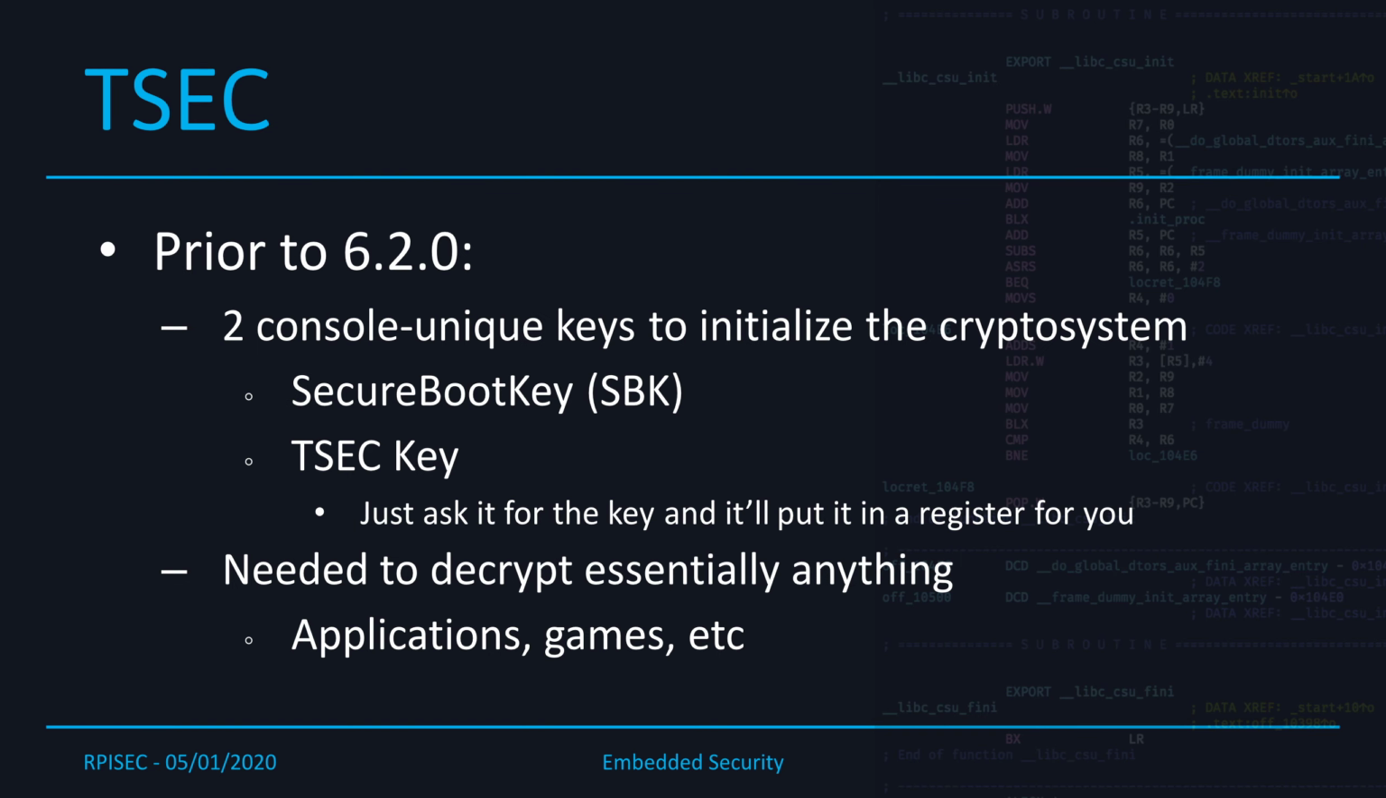It's almost completely irrelevant to us before right now, and most people just forgot it existed, because when you boot the device up prior to 6.2.0, you basically needed 2 console unique keys to initialize your crypto system. And console unique means every single device has its own key. It's not like one for every switch. And you need the secure boot key, which the boot ROM had, and you need the TSEC key for the Tegra Security Coprocessor, TSEC. You would basically just ask it for the key, and then it would put it in a register, and you could initialize the crypto system and decrypt all your data.